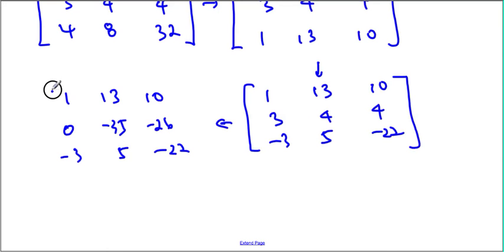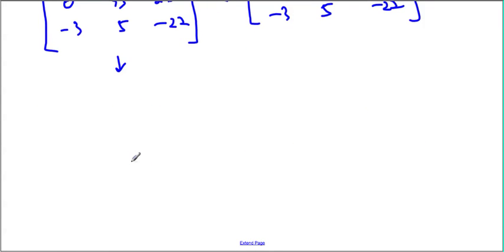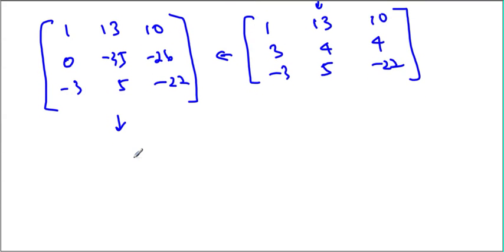First I'm going to multiply this one by 3 and add on to this one. Then I'll be getting 1, 13, 10, and 0, negative 35, negative 26. Here then we're going to be getting 0, and I'm going to multiply this one by 3 and then adding on to this one, then we get 41, and then I'm multiplying this one, 30, and then adding on to this one, we'll be getting 8.